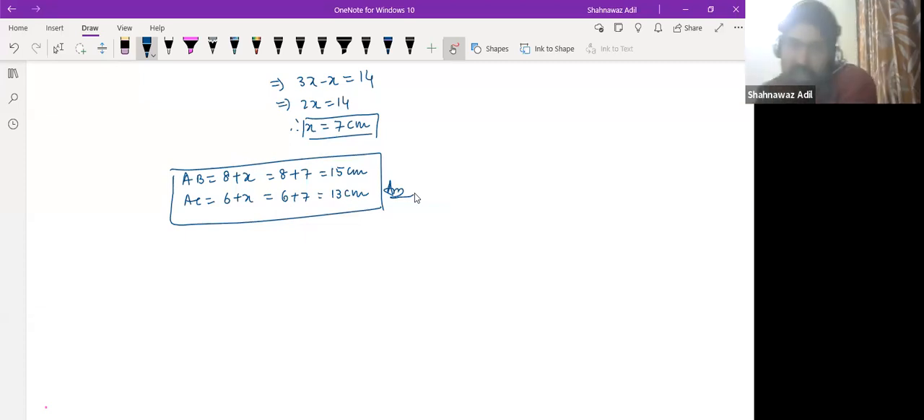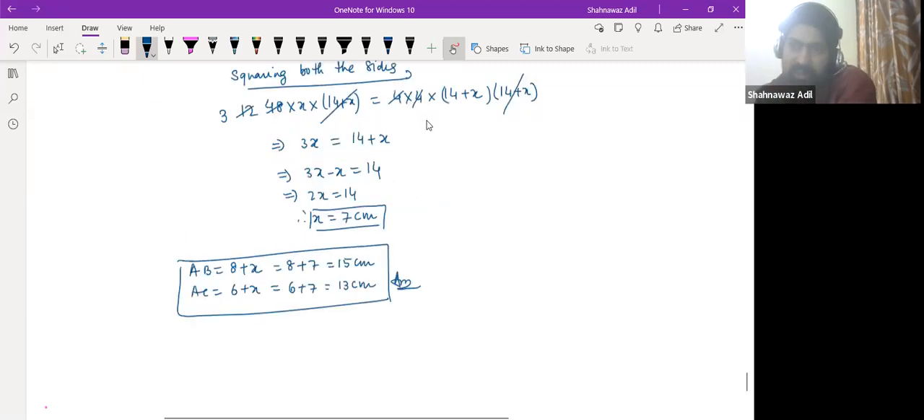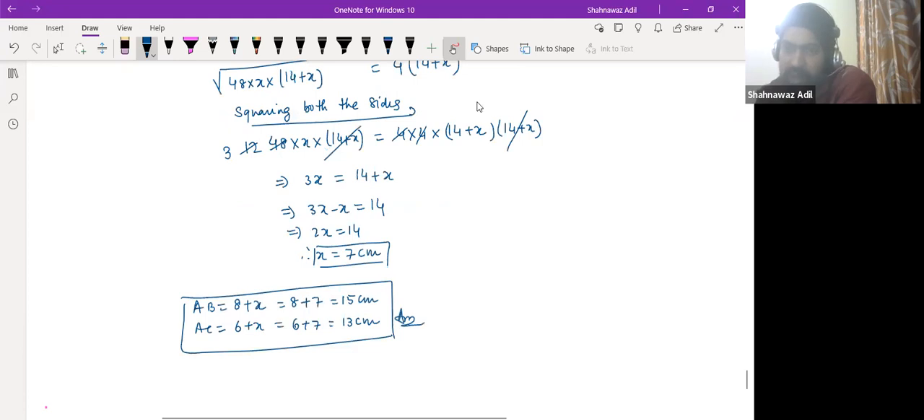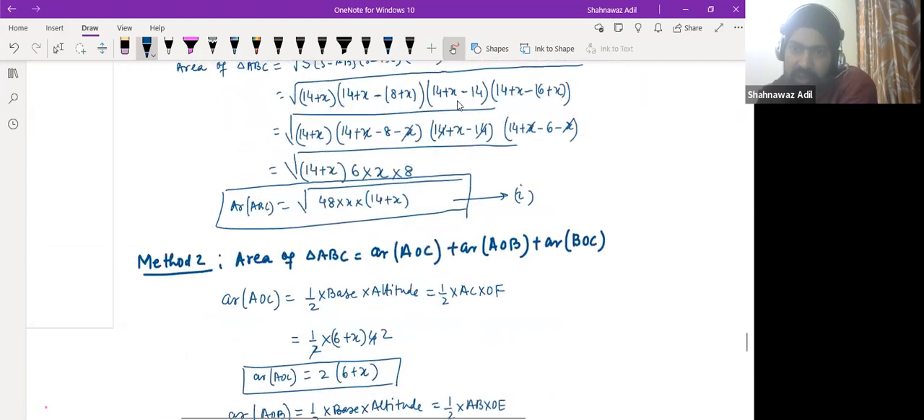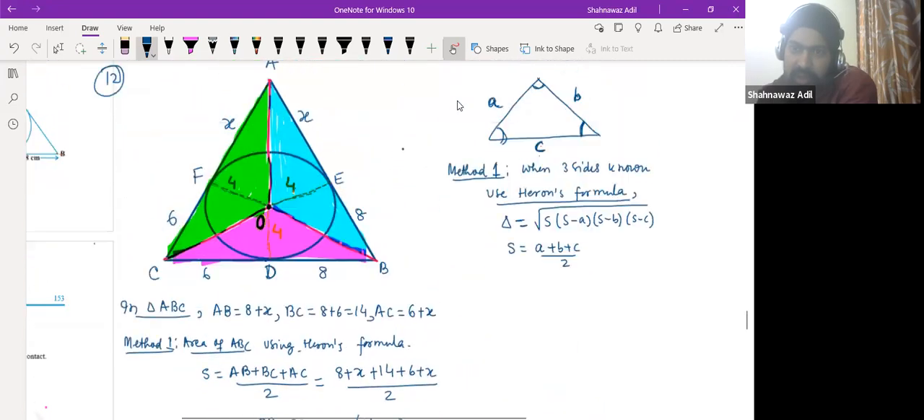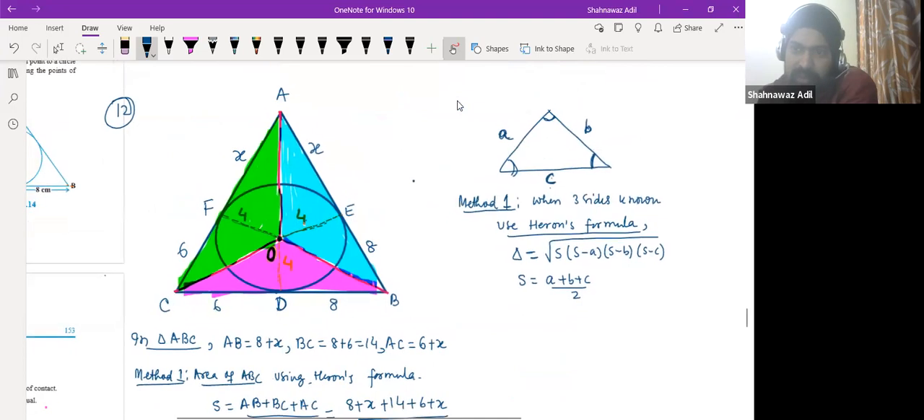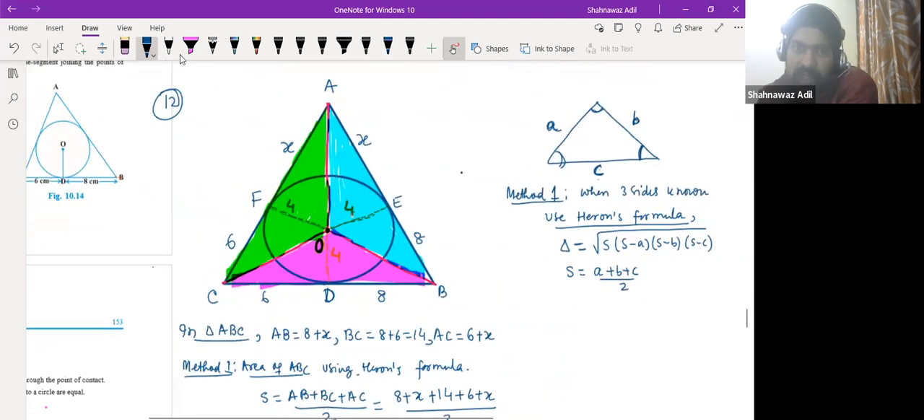area of the triangle. Is it clear to you, Rifa? Is it clear? Yes, Rifa, can you hear? Yes, yes. Yeah, is it clear to you? Yes. Then please note it down.